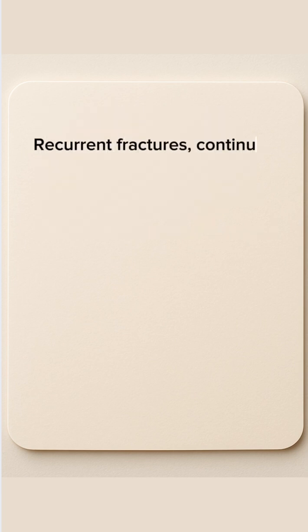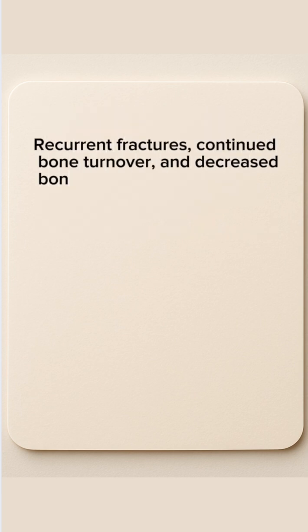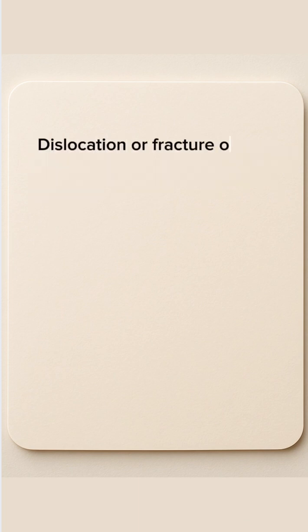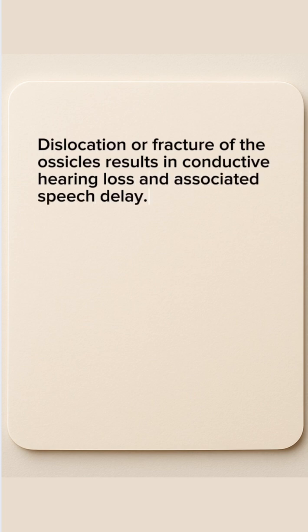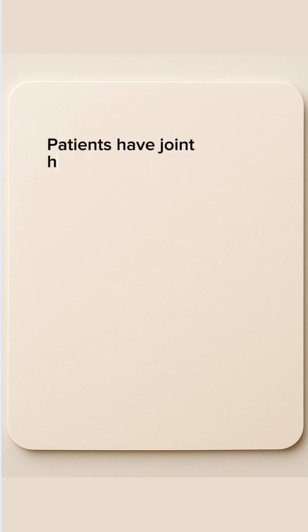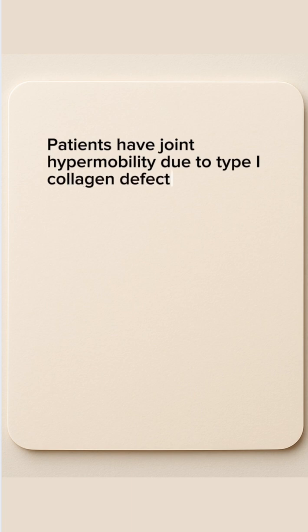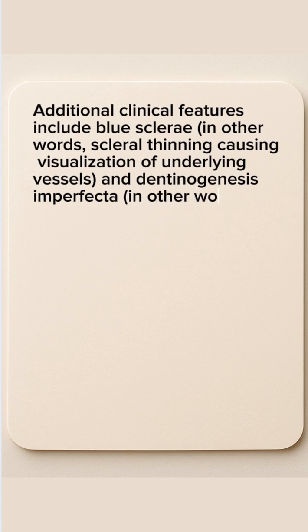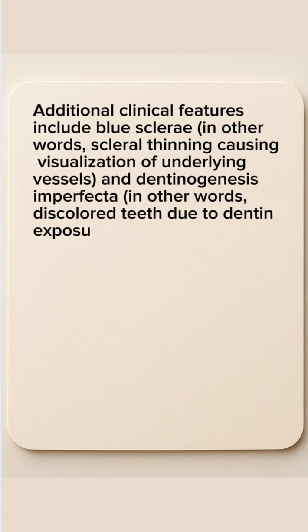Recurrent fractures, continued bone turnover, and decreased bone volume result in short stature. Dislocation or fracture of the ossicles results in conductive hearing loss and associated speech delay. Patients have joint hypermobility due to type 1 collagen defects in the tendons and ligaments. Additional clinical features include blue sclerae, in other words, scleral thinning causing visualization of underlying vessels, and dentinogenesis imperfecta, in other words, discolored teeth due to dentin exposure.